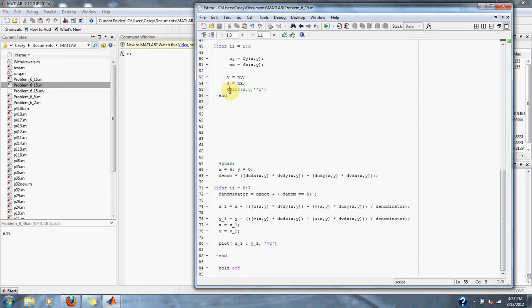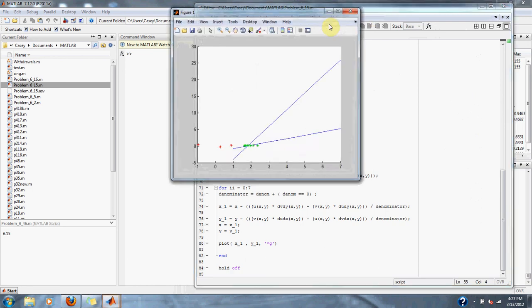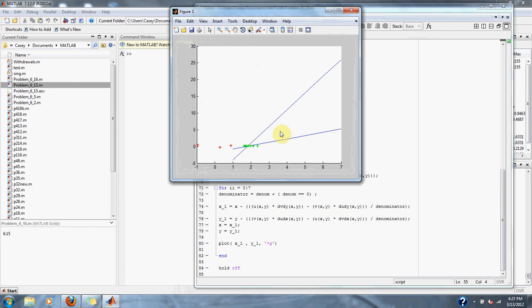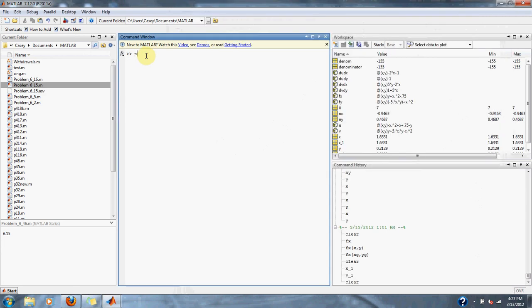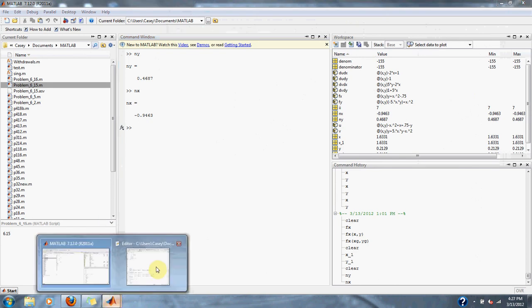We could plot them together. And notice the Newton-Raphson method is working a lot better than the fixed point iteration. But let's see the results that we got for both. So with the fixed point iteration method, we got y to be 0.46 and x to be negative 0.94, which is not where we want to be.